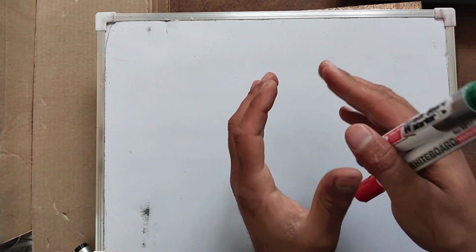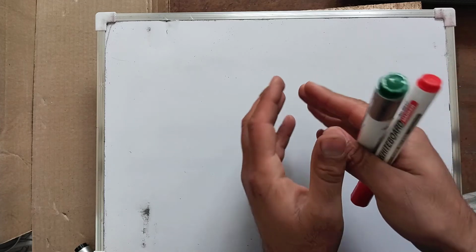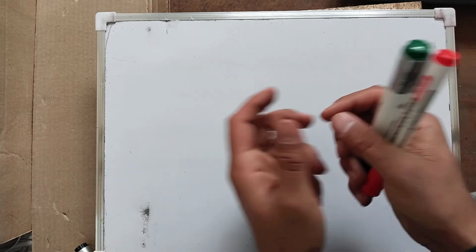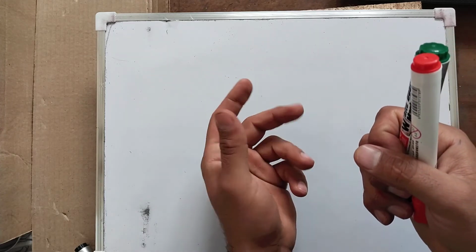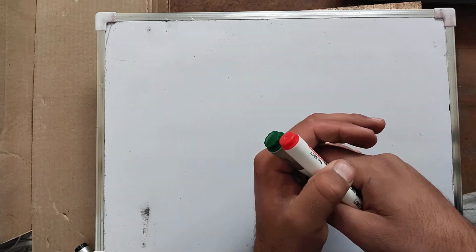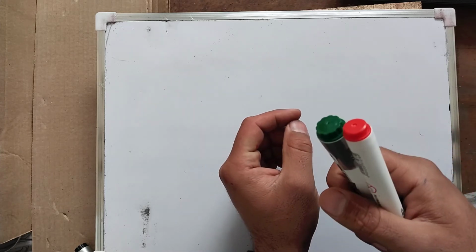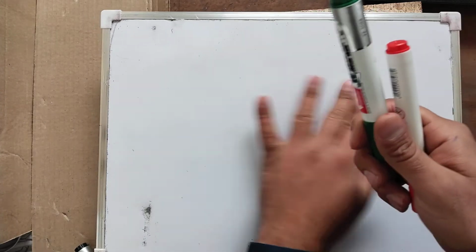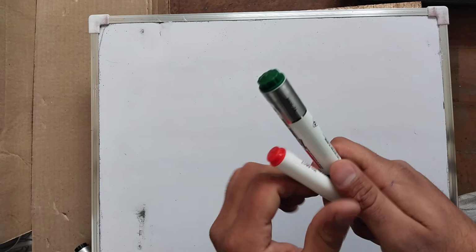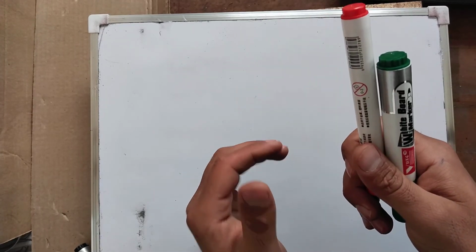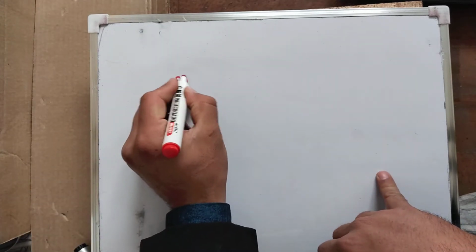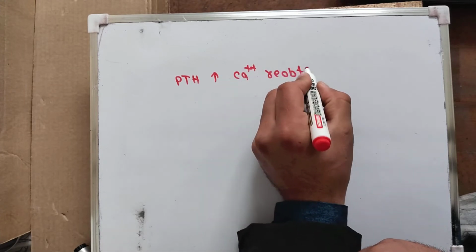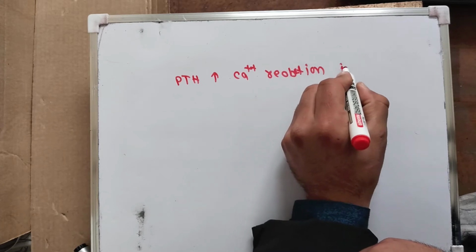Now we know that phosphate and calcium ion are separated in the kidney by PTH. We know that in the blood calcium and phosphate are present at the same time at the same place together, but we want to increase free calcium ion in the blood. For this purpose we have parathyroid hormone, and it separates calcium and phosphate in the kidney. So PTH increases calcium ion reabsorption in kidney.